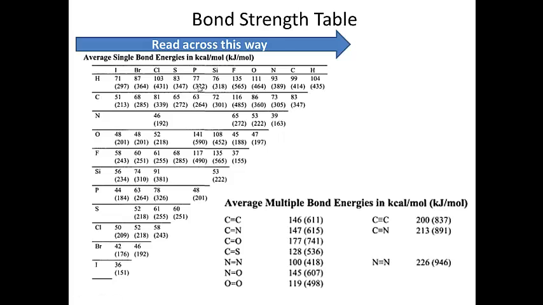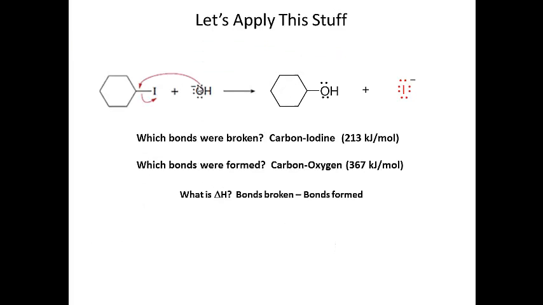So let me show you a reaction, because it's always better to have some type of application. Here's one of the examples we did in class the other day, where you had the hydroxyl group coming in to attack carbon, and then the iodine leaving to do a substitution reaction. And so these are the two products, where here's my cyclohexane ring with OH substituted, and then here's my iodine that left.